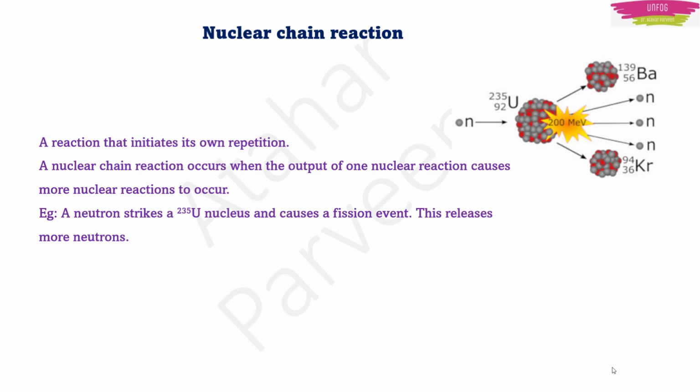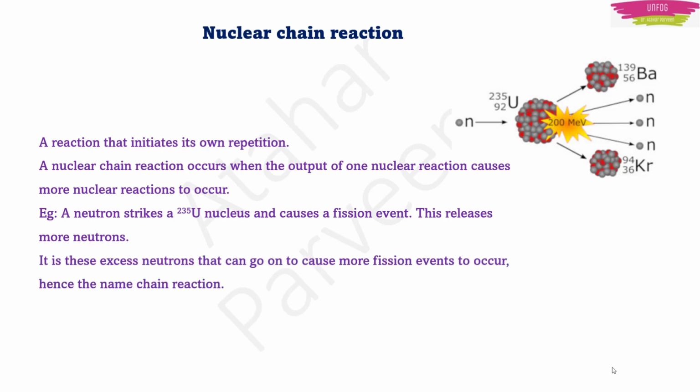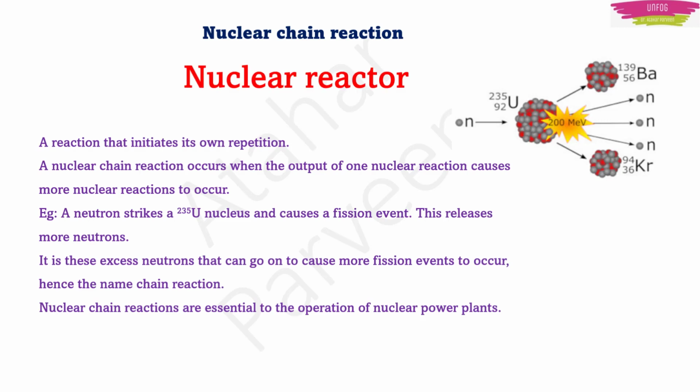We had given an example also that one neutron will strike the uranium nucleus and cause a fission event. This will release more neutrons. And these excess neutrons can go on to cause more fission events to occur. That's why we called it a chain reaction. And we also told that this nuclear chain reaction has a big advantage because it is used in a nuclear reactor.